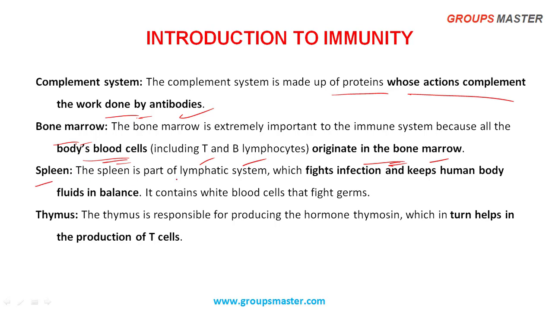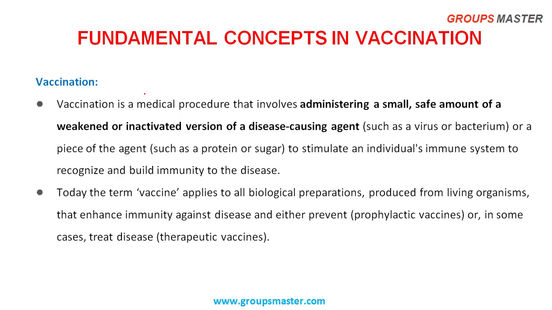Next one is spleen. The spleen is part of lymphatic system which fights infection, keeps human body fluids in balance. It contains white blood cells that fight germs. Next one is thymus. Thymus is responsible for producing the hormone thymosin, which in turn helps in production of T cells. Next, fundamental concepts in vaccination lo, what is vaccination ante ee vidhanga vaccination define cheyochu.